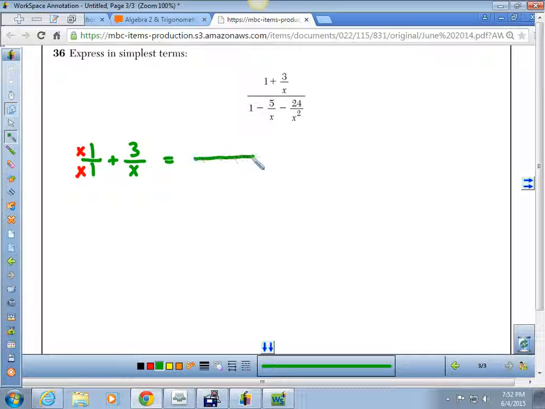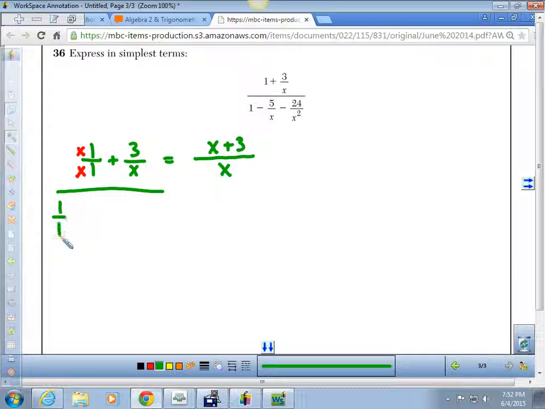Okay. So now can I go ahead and add these two? Yep, my common denominator remains what? X, but what do I get for a numerator now then? X plus 3. So now do I have one single numerator? Yep. Now let's do that same thing in the bottom. I have 1 over 1. I'm going to subtract the 5 over x. And I'm going to subtract the 24 over x squared.